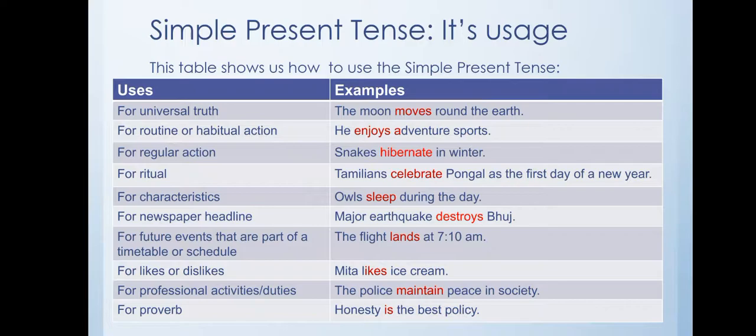If we are going to say about characteristic, we use simple present tense. Let's learn with the example. Owls sleep during the day. This is a characteristic of the owl. So, it's written in simple present tense, or the verb is in simple present tense.